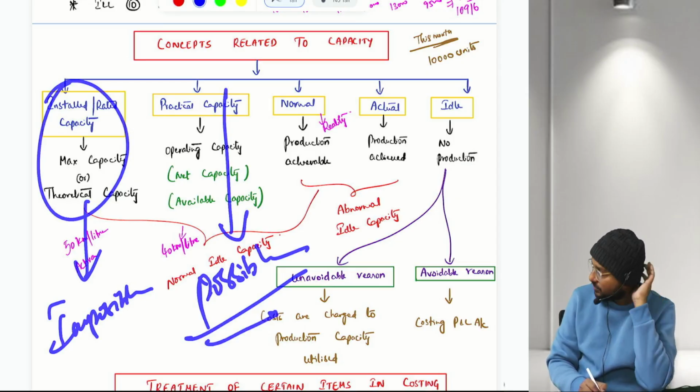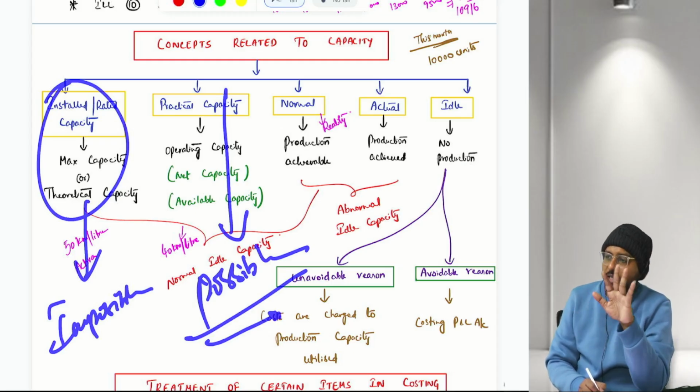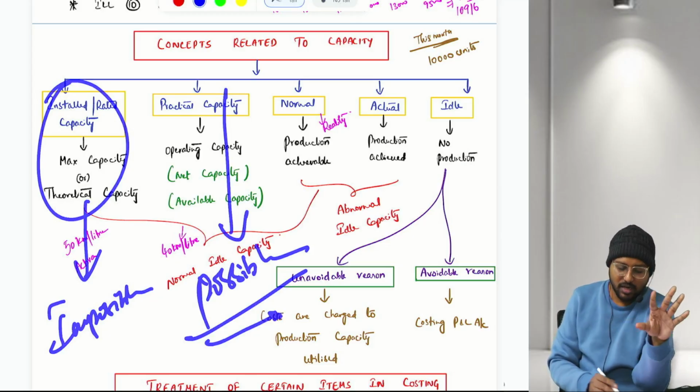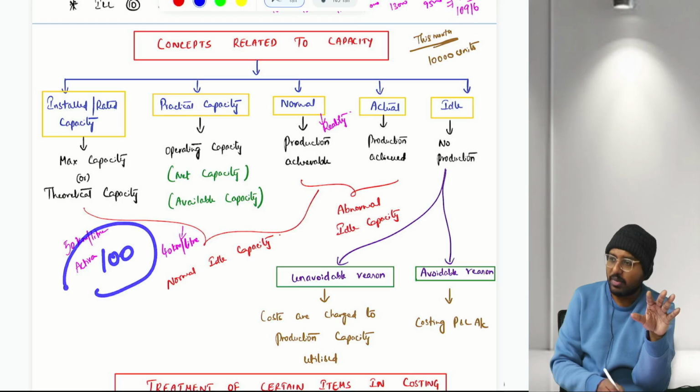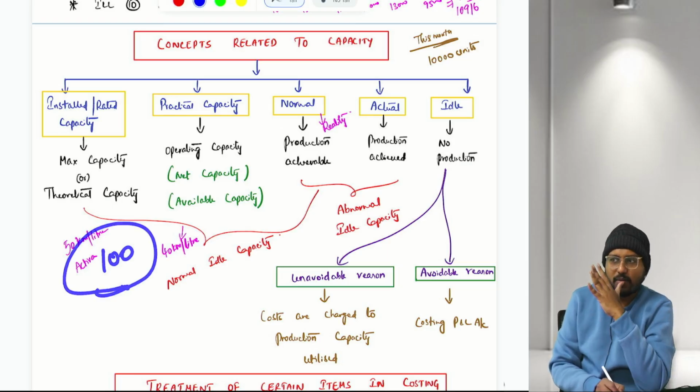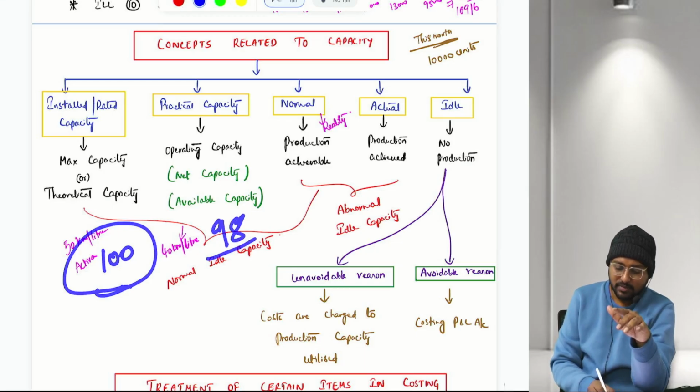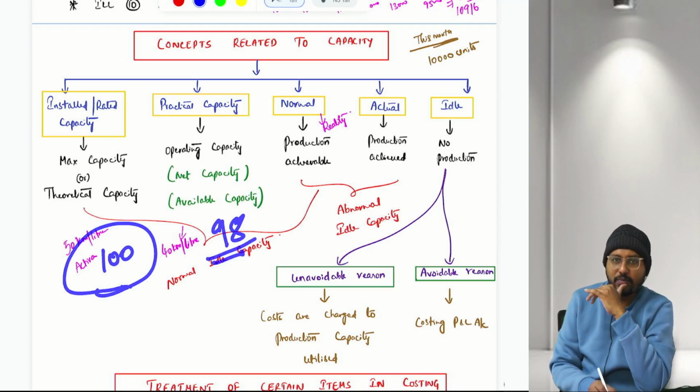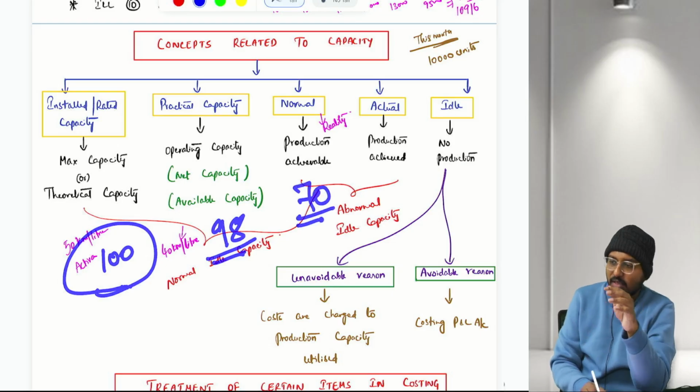It's like, let's say in your costing, in the last 10 years nobody has got 100 out of 100. Then getting 100 out of 100 is your installed capacity. It's impossible to get. Are you able to understand? But in rare case scenarios, listen carefully, rare case scenarios, few people have got 98, then that is your practical capacity. But normally, people get around 70, that's your normal capacity.